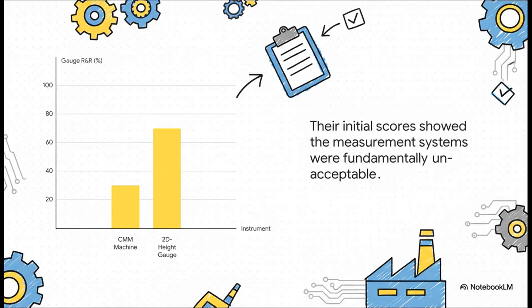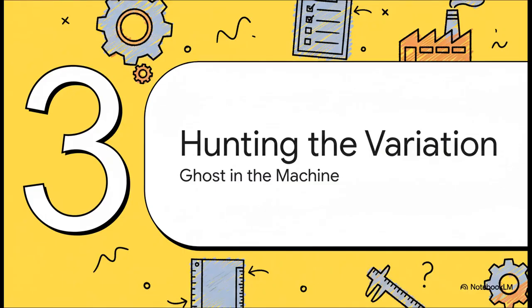And when they ran that first test, the results were just shocking. Their fancy, sophisticated CMM machine scored a 30.3%, officially unacceptable. And their 2D height gauge? It was a staggering 70%. This wasn't just a small issue. Their entire measurement system was fundamentally, totally broken. Okay, so now they knew for sure they had a problem. The real investigation could begin.